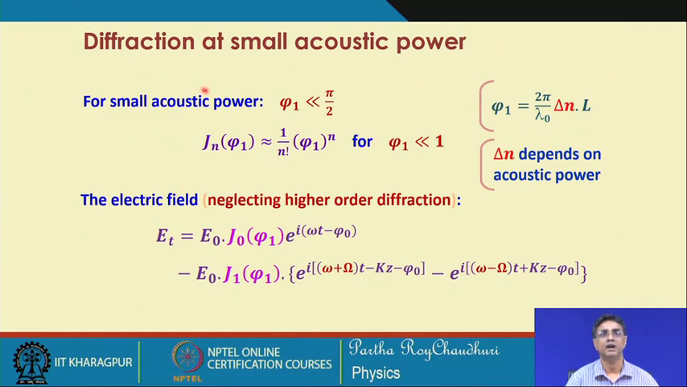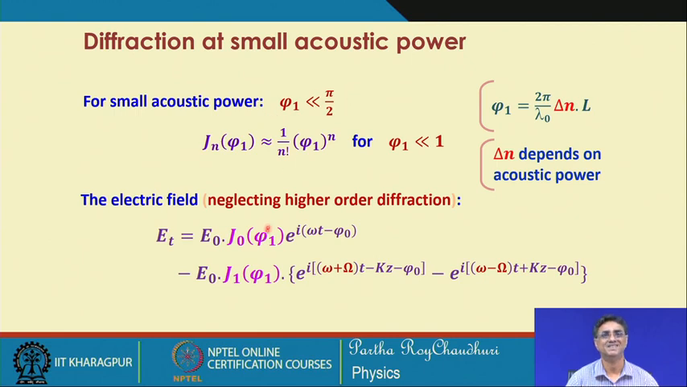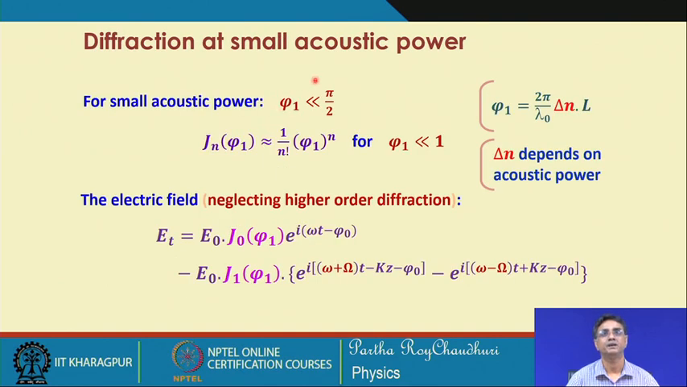So, for small acoustic power, as you have seen, this is phi 1. So, phi 1 equal to 1, 2, 3, 3.14. So, 3.14 corresponds to pi. At this point, it will be somewhere here, this is pi, and pi by 2 will be half of that, 1.57 or so, it will be somewhere here. So, at this value, when phi is equal to pi by 2 or even less, we want to refer to a situation when this phi is less than pi by 2.